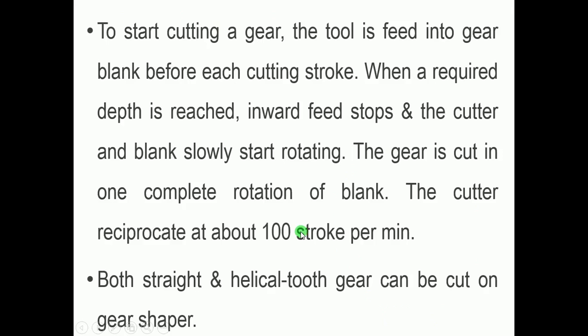Now, to start cutting a gear, the tool is fed into the gear blank before each cutting stroke. When the required depth is reached, the inward feed stops and the cutter and the blank slowly start rotating. The gear is cut in one complete rotation of the blank. The cutter reciprocates at about 100 strokes per minute. Then both straight and helical gears can be cut on the gear shaper. These are the gear shaper operations.